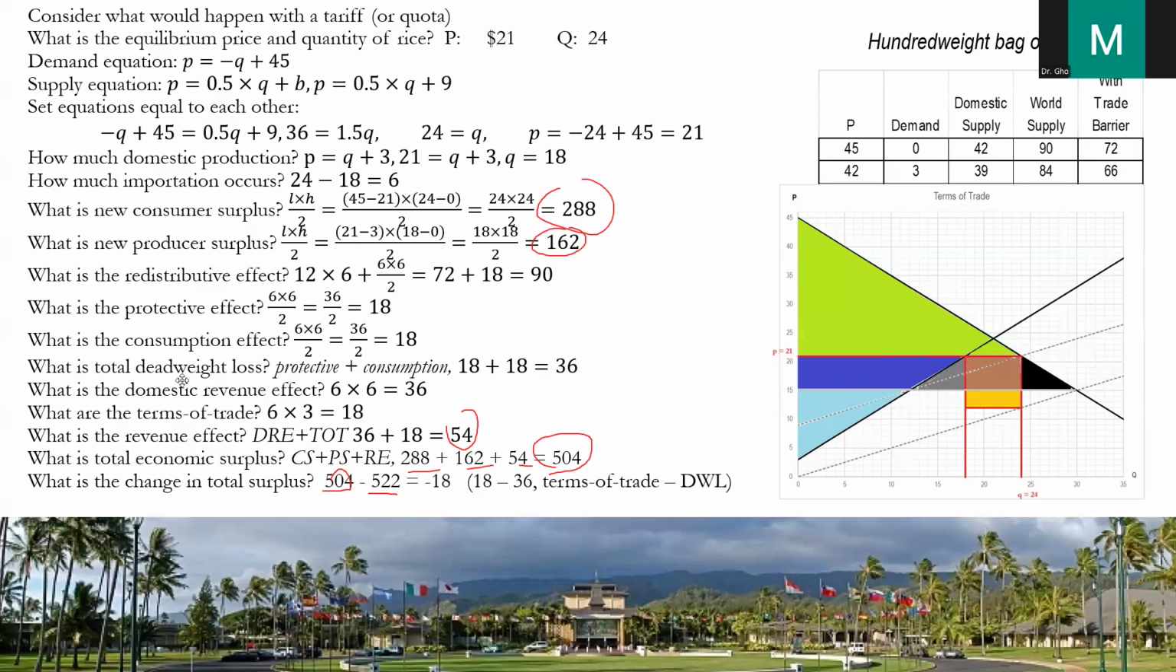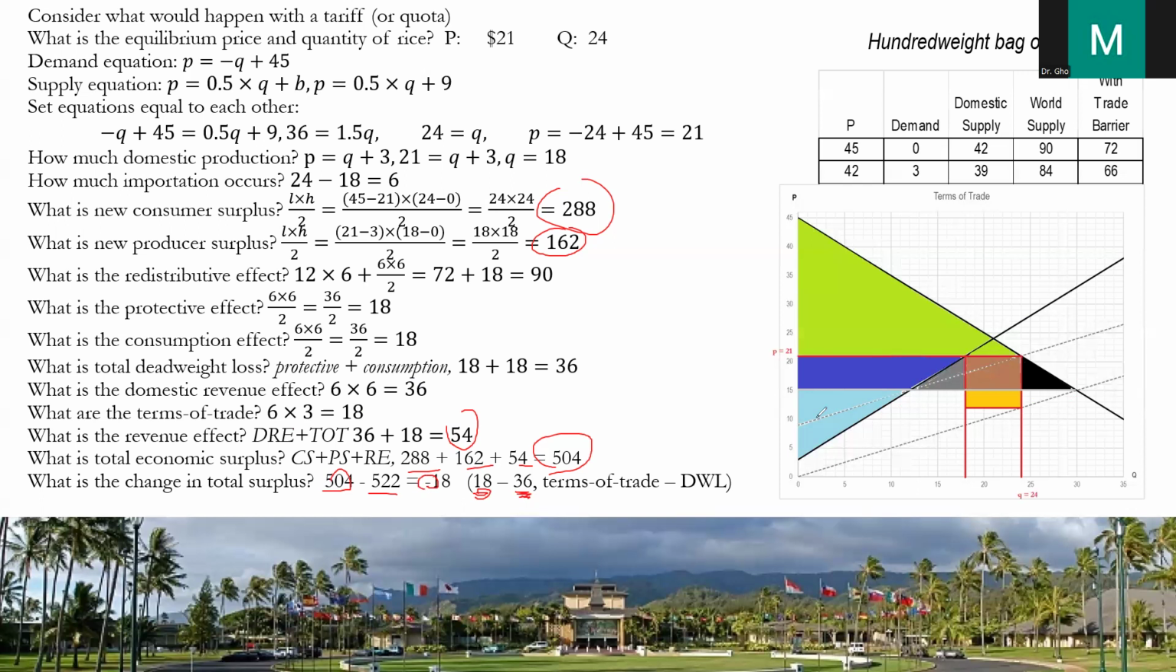You can also look at how the terms of trade compares to deadweight loss. The terms of trade is less than what the deadweight loss is. If the terms of trade is greater than the deadweight loss, then you won't see a negative number here for the change in total surplus. That's the times when a country can actually be better off by having some sort of a trade barrier.